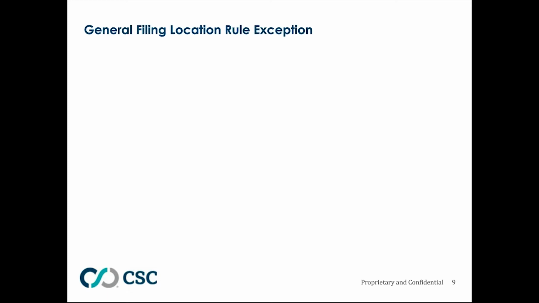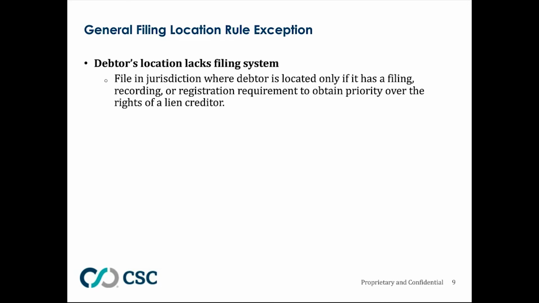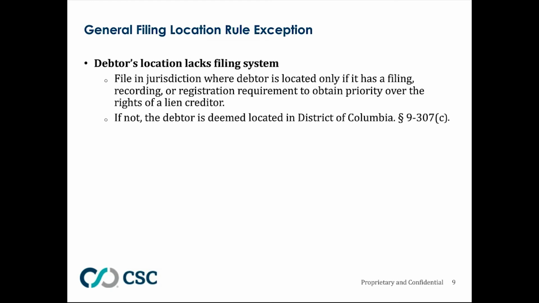One exception for filing in the jurisdiction where the debtor is located occurs when the debtor is located in a jurisdiction that lacks a filing system. Under Article 9, if the debtor is located in a jurisdiction that does not require the public filing or registration of security interests in order to obtain priority over the rights of a lien creditor, then the debtor is deemed located in Washington, D.C. Now, when might this occur? Well, most commonly it's going to occur when the debtor is located in a foreign country.